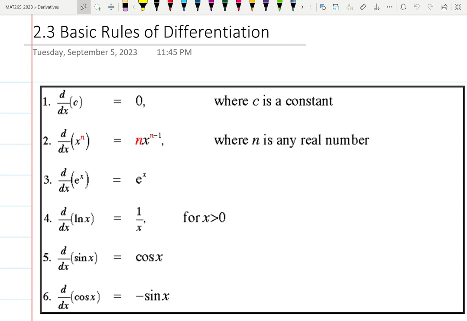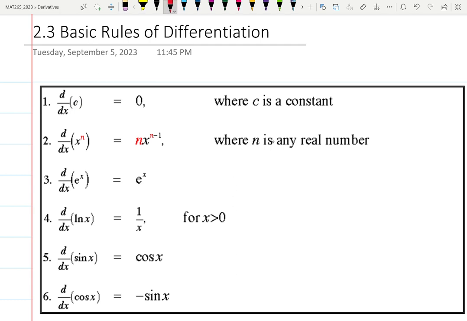Rules of basic differentiation basically means screw the derivative definition. Let's not do the limit. It's kind of boring. Nobody does it. So unfortunately on the test, you'll have to do it. But after this, you will not have to do it at all. So that's the good news. The first rule says, if you differentiate the constant, it gives you 0.